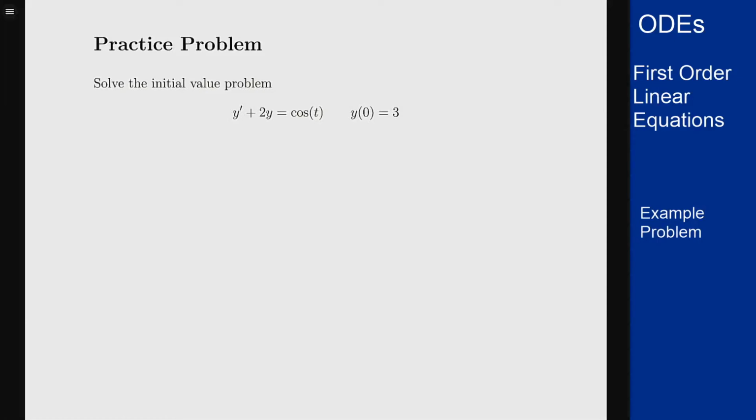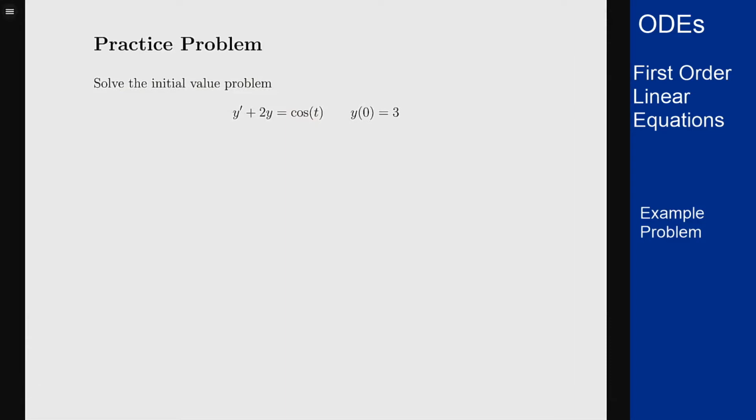In this example, we want to solve the first order linear equation y prime plus 2y equals cosine of t with initial condition y of 0 equals 3. So we see based on the formulation of this problem that this is in fact a first order linear equation. I have the standard y prime plus 2y on the left side and a function of t on the right. This is already in standard form, which is great.